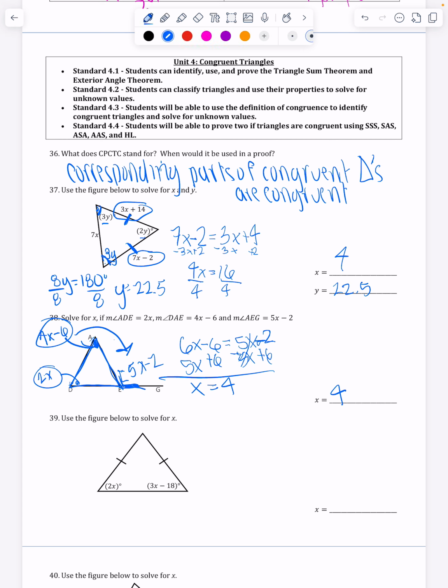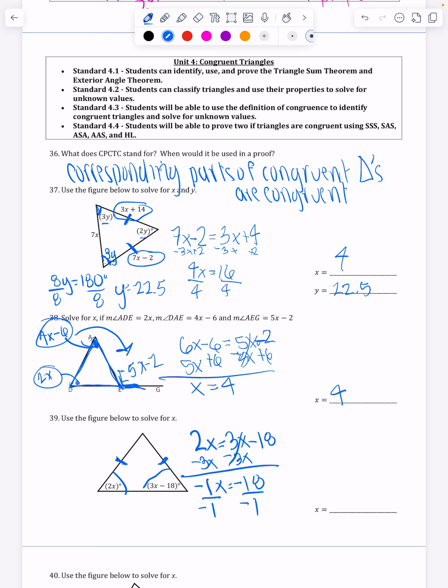Let's try that. Okay, now it says use the figure below to solve for x. So again, these show us that this is an isosceles triangle, which means these base angles are equal. So I'm going to do 2x equals 3x minus 18. All right, I'm going to subtract 3x, subtract 3x. I'm going to get negative 1x equals negative 18. And I'll divide by negative 1 and divide by negative 1 so that I get x equals 18.